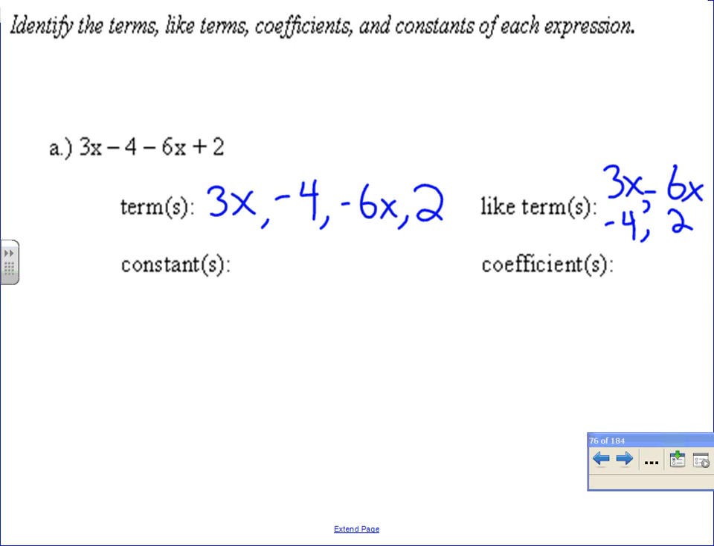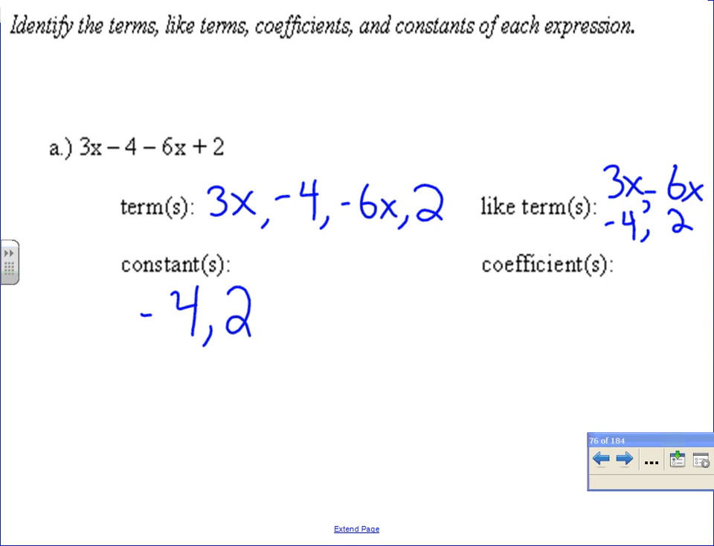It does. Yep. Okay, constants. Emma M, can you tell us the constants? Go ahead. No. Nope. Same variable parts. It has to have the same letter and same exponent. Okay, who can tell us constants? Alyssa? Good. Just the number terms are the constants. So -4 and 2. What are the coefficients?